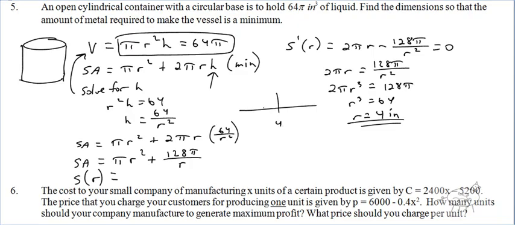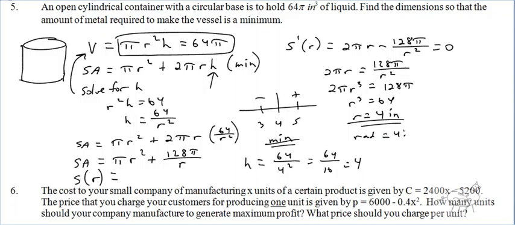Okay, and let's do our interval testing here. So 4, and let's put a 3 and a 5 here. So it's negative and positive, so you can use your hand down to up, right? Gives you a minimum, because we were minimizing our surface area. All right, and so they ask you for the dimensions, so the radius is 4. h is equal to 64 over 4 squared, so we get 64 over 16, which is 4. Okay, so the radius equals 4 inches. The height is equal to 4 inches. And that's your answer.